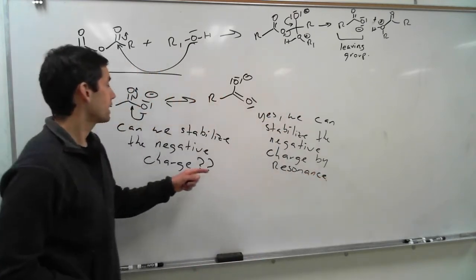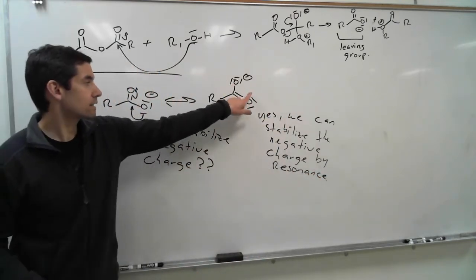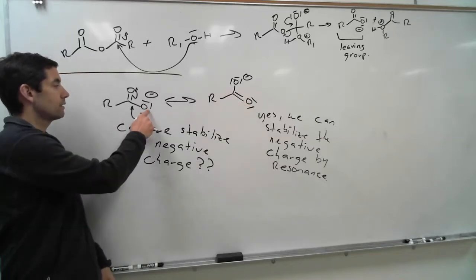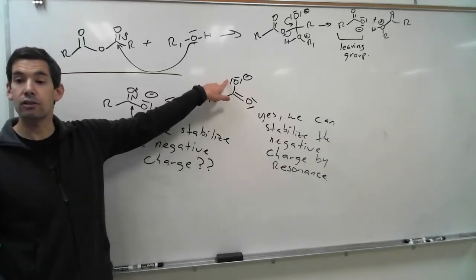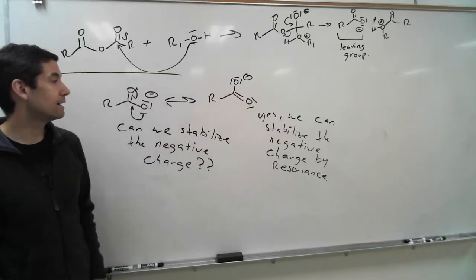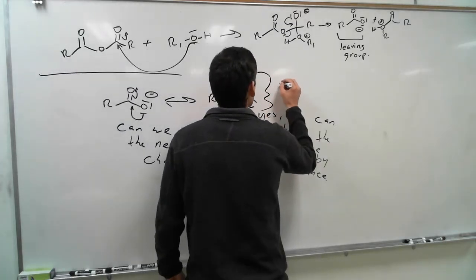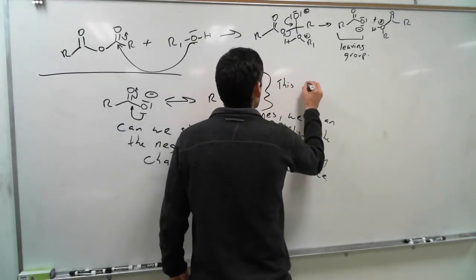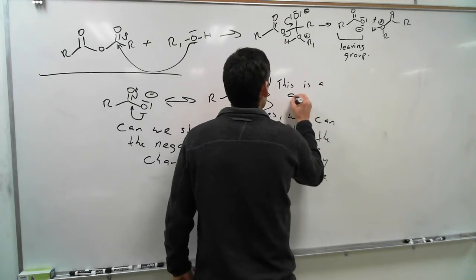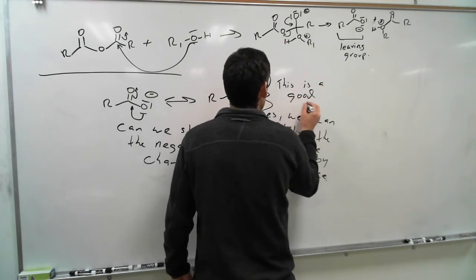Right? That negative charge here can be stabilized by resonance as its electrons are moving back and forth. Half the time it's on this oxygen, half the time it's on this oxygen. This helps stabilize that negative charge, which overall means what? This is a good leaving group.